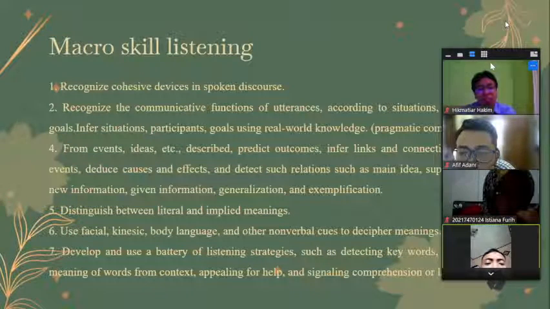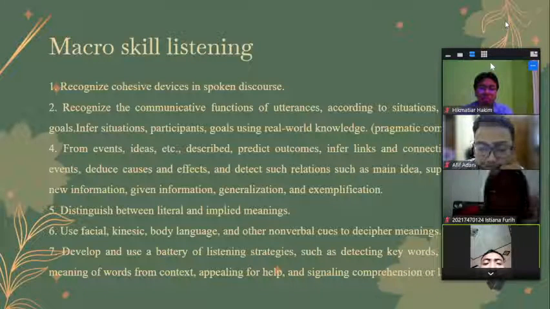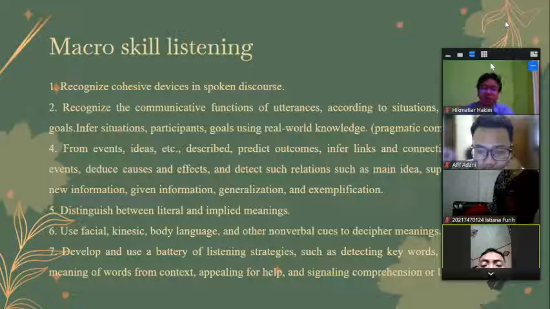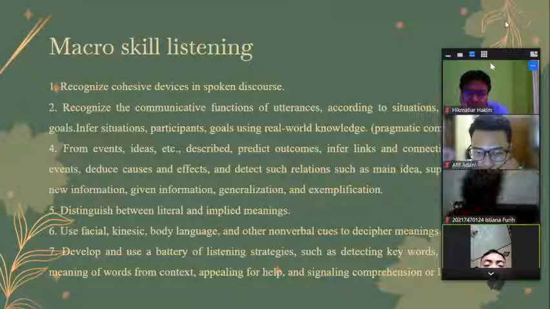Micro skill listening. The first, recognize cohesive devices in spoken discourse. The second, recognize the communicative functions of utterances according to the situation, participants, and goals. The third, infer situations, participants, and goals using real-world knowledge. It's in pragmatic competence.